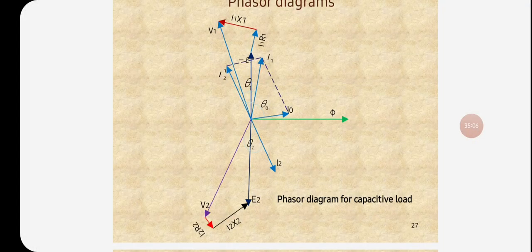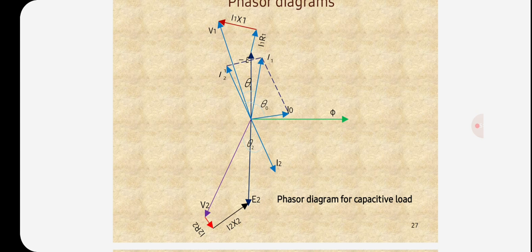So this is the leading. In this also, same, the magnetic flux is the reference line, and on the x-axis is minus E1 and downwards E2. So in this also, the no load current I0 and I2 dash is the secondary current referred to primary, and the resultant is I1. So theta 1 is the angle between V1 and I1.